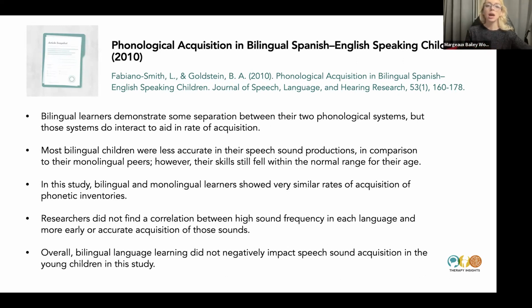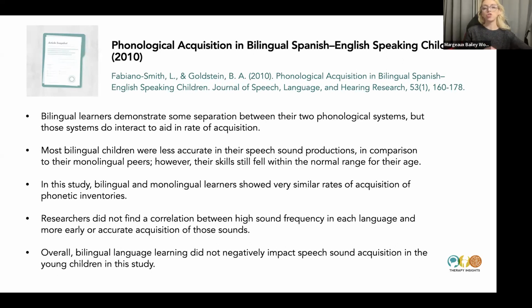Super important. In this study, bilingual and monolingual learners showed very similar rates of acquisition of phonetic inventories. Researchers did not find a correlation between high sound frequency in each language and earlier or more accurate acquisition of those sounds. Overall, bilingual language learning did not negatively impact speech sound acquisition in young children in the study. So I think this is just really great information.